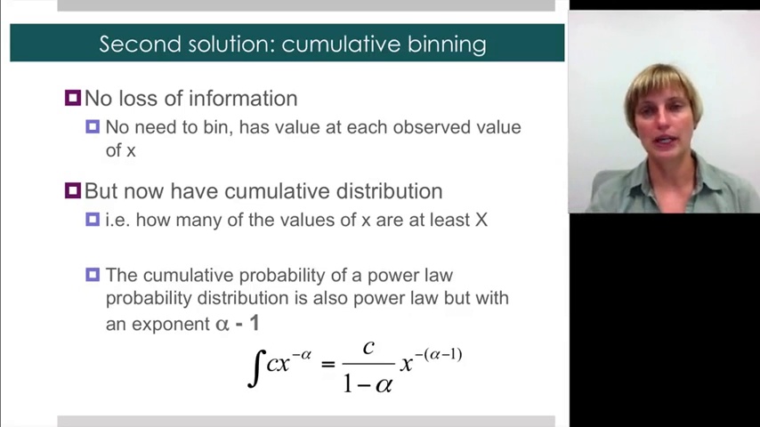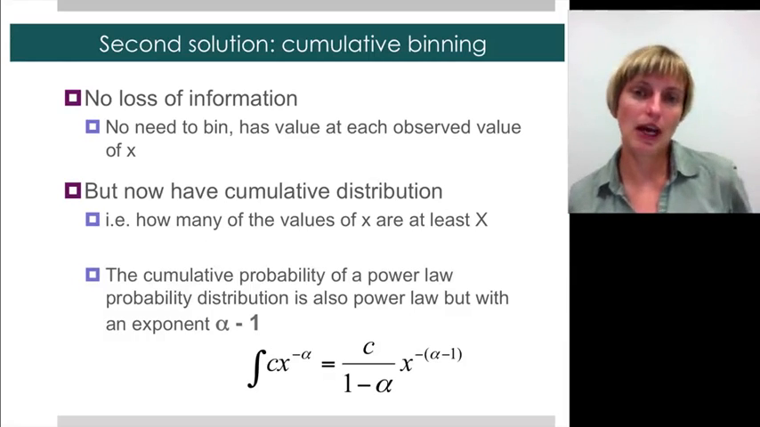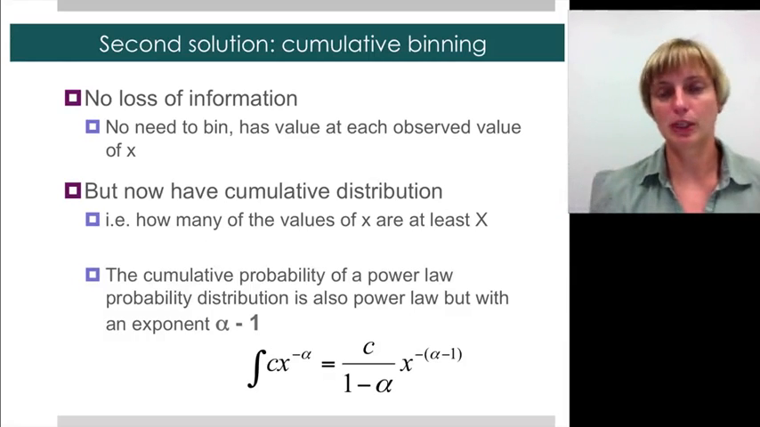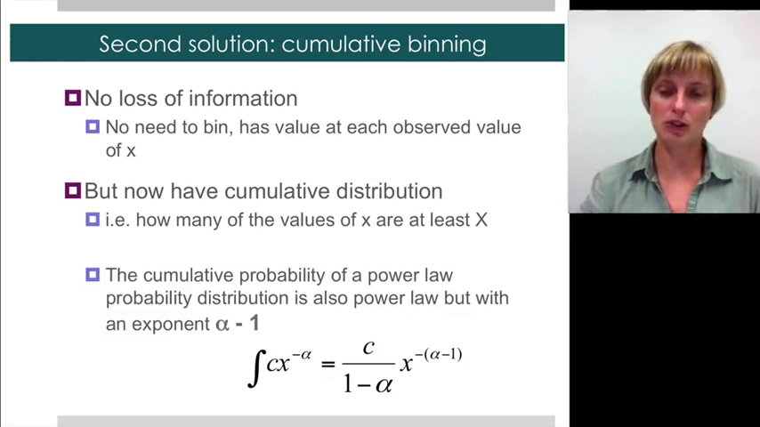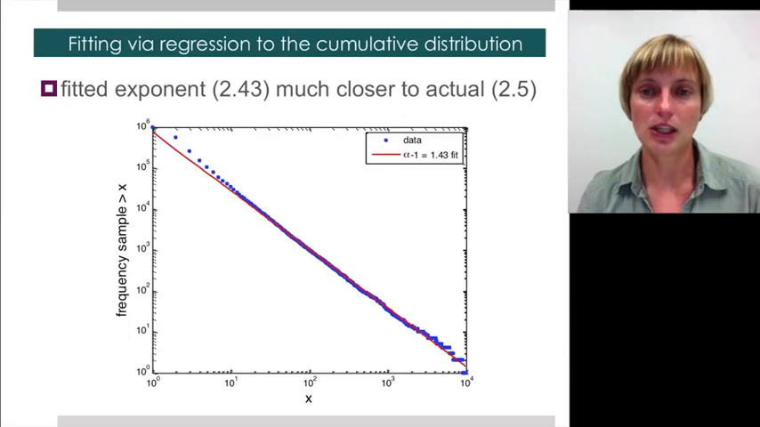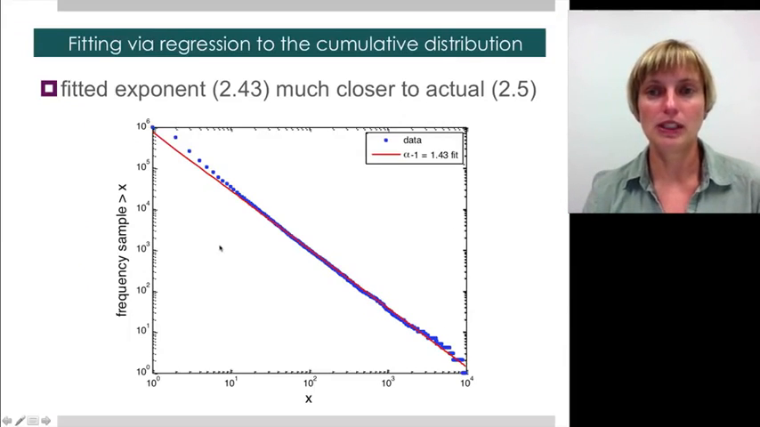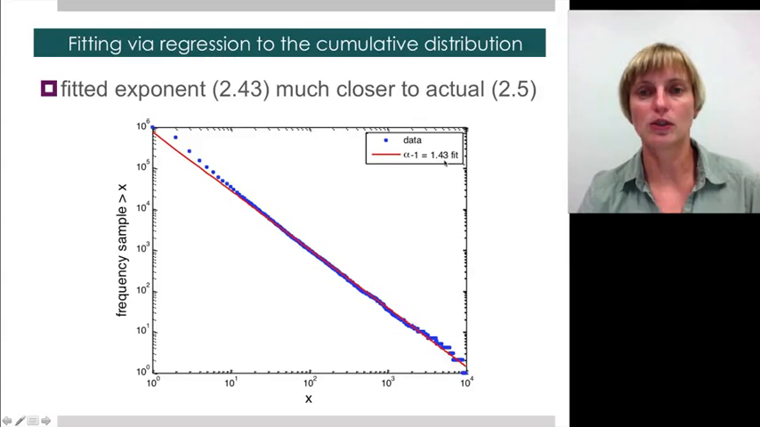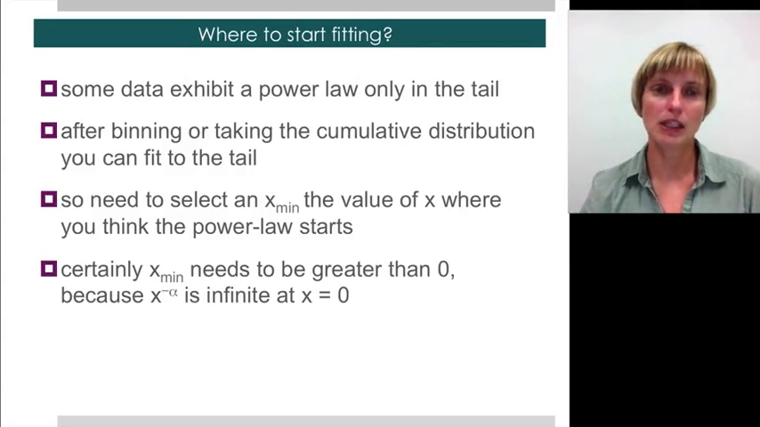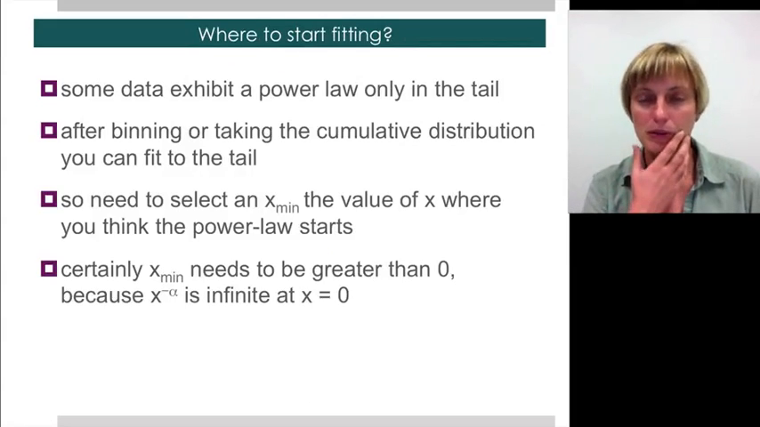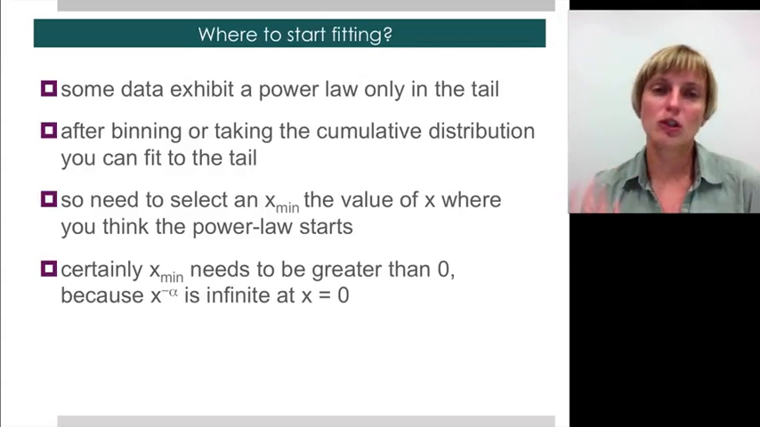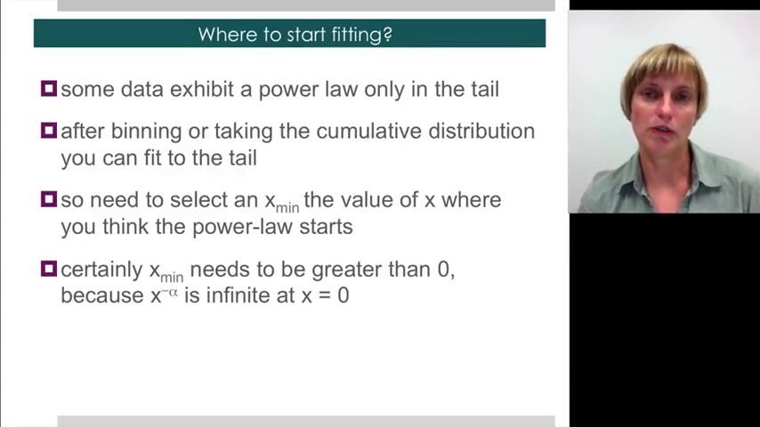And so you can do just a regression and get this cumulative exponent, which is going to be alpha minus 1. So you'll have alpha. And that's also a fine way to do it. And here we get alpha minus 1 is 1.43, and that's much closer to the actual 2.5. So that's perfectly fine. There's also the question of where do you want to start fitting?